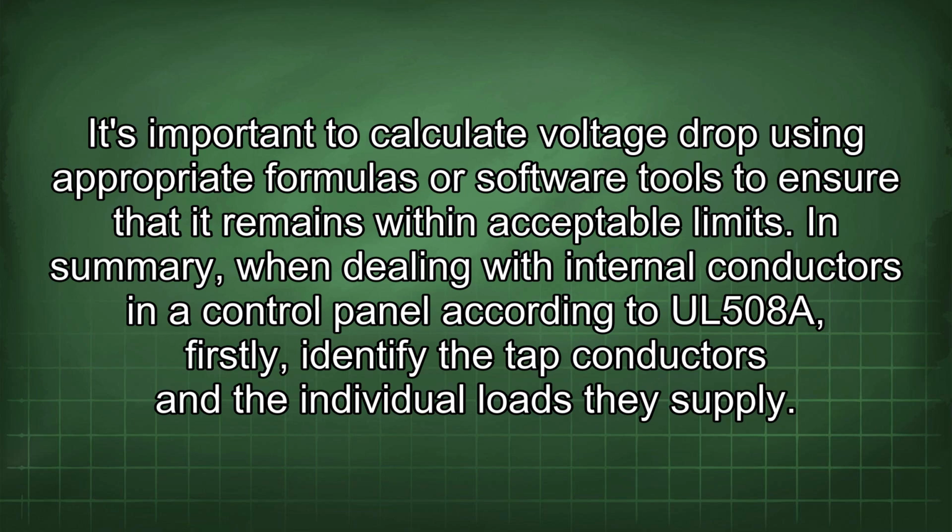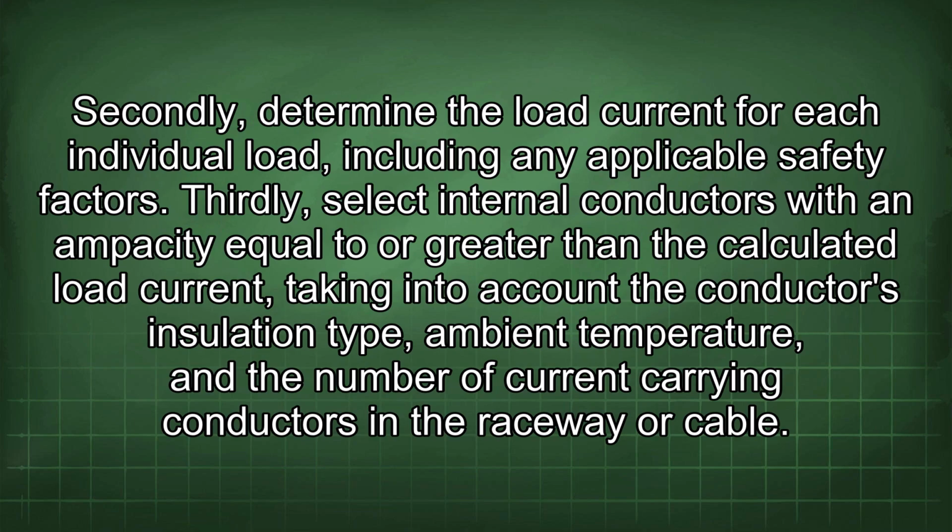In summary, when dealing with internal conductors in a control panel according to UL508A, firstly, identify the tap conductors and the individual loads they supply. Secondly, determine the load current for each individual load, including any applicable safety factors. Thirdly, select internal conductors with an ampacity equal to or greater than the calculated load current, taking into account the conductor's insulation type, ambient temperature, and the number of current-carrying conductors in the raceway or cable.